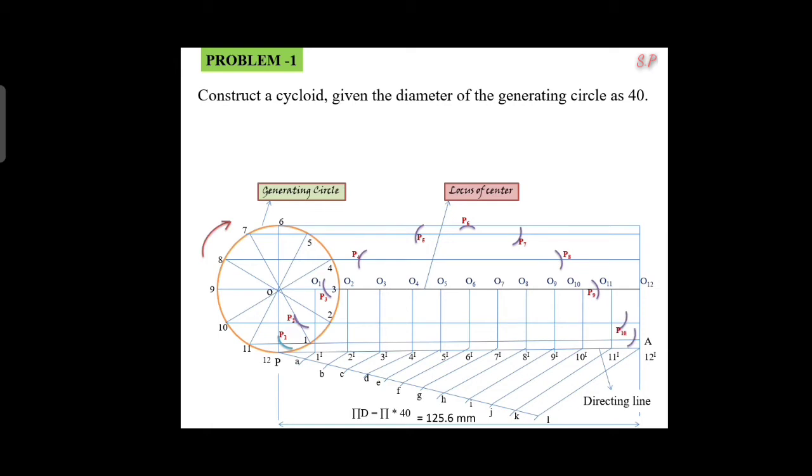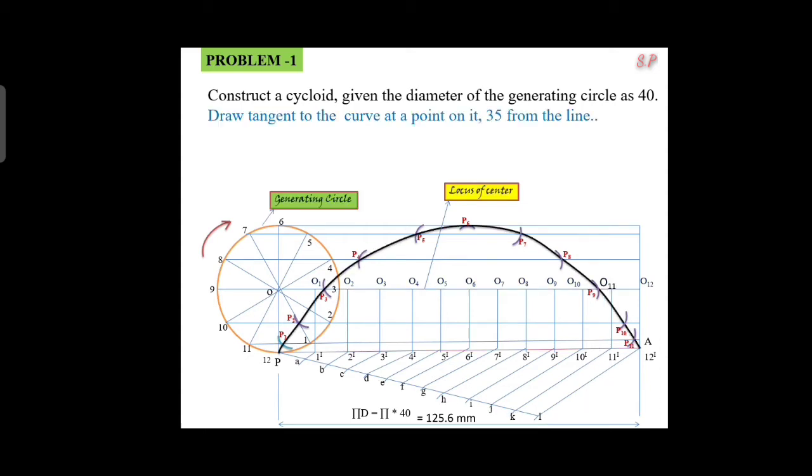O11 is the center and 20 mm is the radius. You draw the arc on the 11th point locus, that is P11. So like that you will locate all the points P1 to P12. Then finally you join all the points by freehand sketch through the initial point P. You will get the cycloid curve.